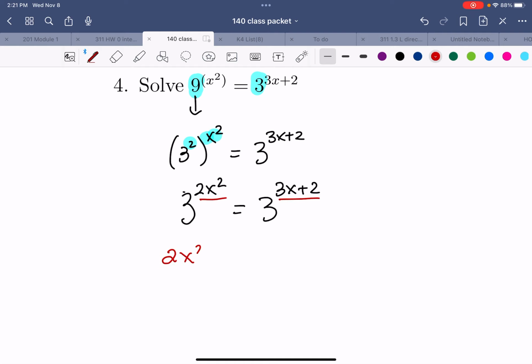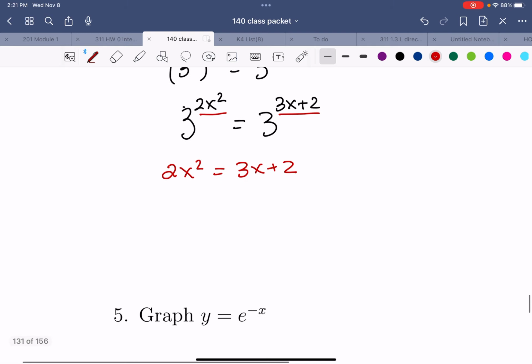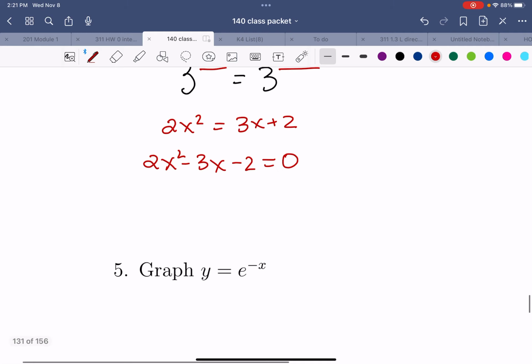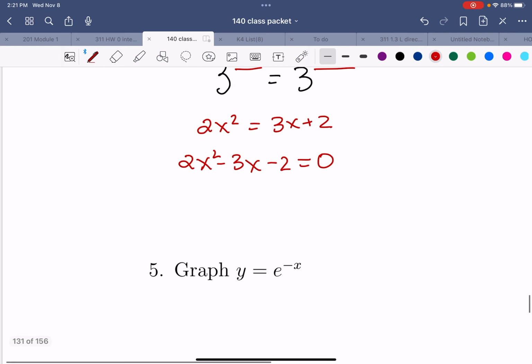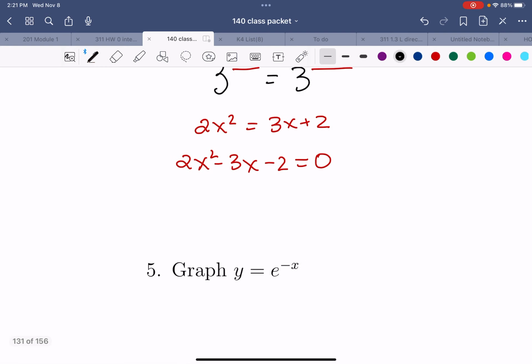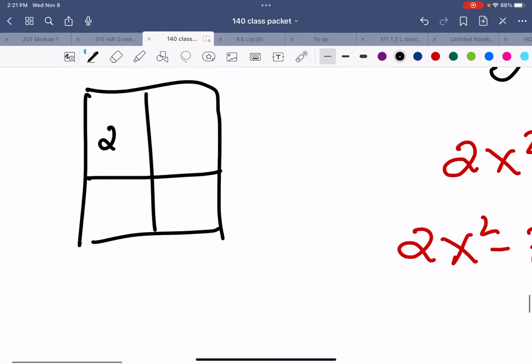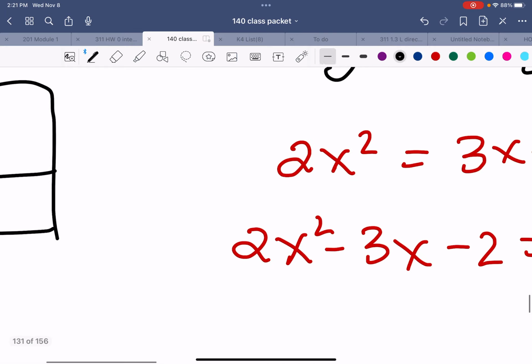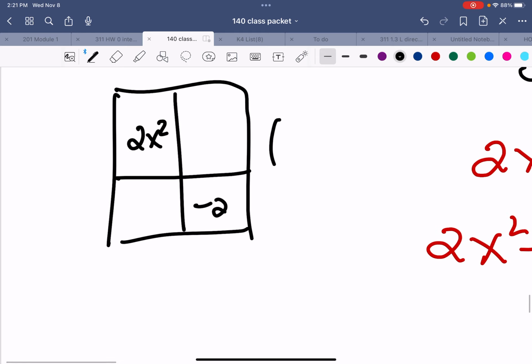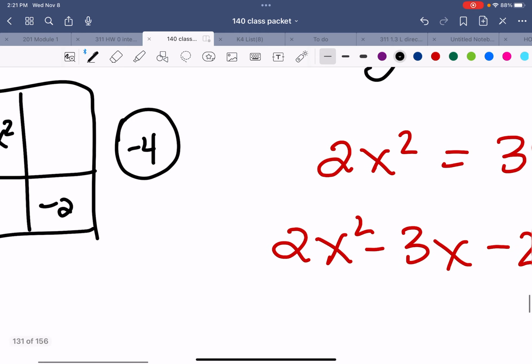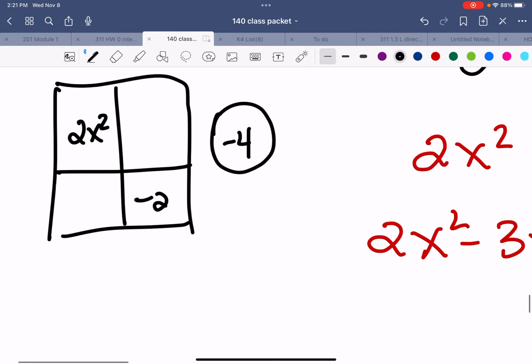So I can make the 2x squared equal to the 3x plus 2. This is quadratic, so I'm going to move it over. So 2x squared minus 3x minus 2 equals 0. Let's see. We can factor this with box and circle. So we've got a 2x squared here and a minus 2 down here. And I'm looking for factors of -4 that add to -3. So that would be -4 and 1.